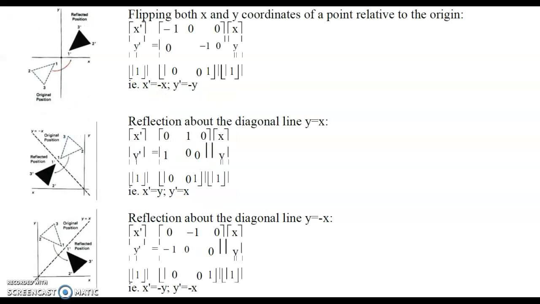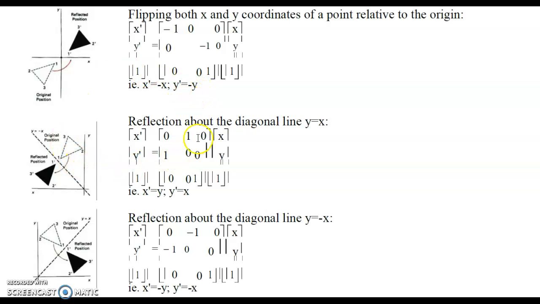The next case is flipping with respect to both axes, which can also be said to be reflection with respect to the origin. In this case, if a point is in the first quadrant, it will come to the third quadrant. If it is in the second quadrant, it will come to the fourth quadrant. So both x and y signs will change. This is the matrix for that: x dash will become minus x and y dash will become minus y.